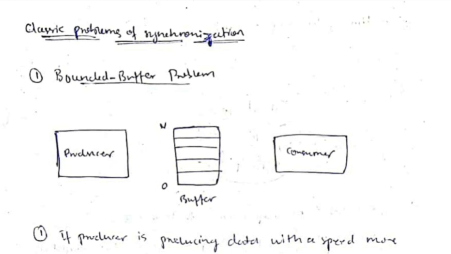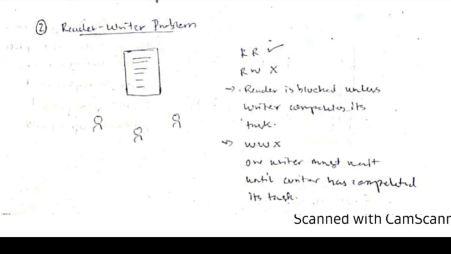Okay, so what can happen if the buffer becomes full? The producer has to wait. The same is true for the opposite side also. If the consumer is consuming the data faster than the producer, at that time the consumer has to wait if the buffer becomes empty. Okay, so in that case it will save the CPU cycles needed for checking if the buffer has the data values or not. Okay. Second one is the reader-writer problem.